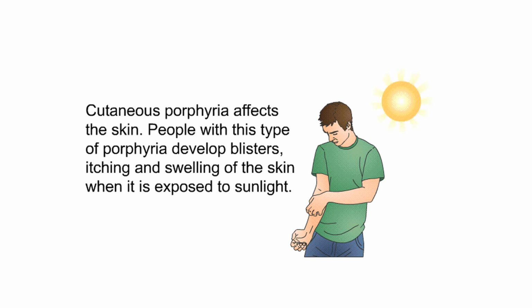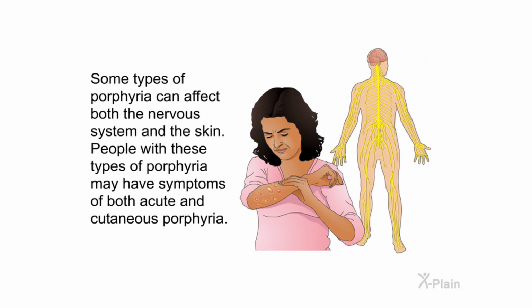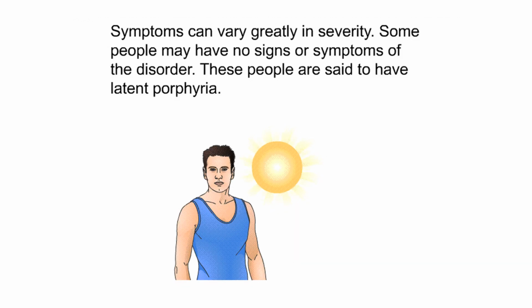Cutaneous porphyria affects the skin. People with this type of porphyria develop blisters, itching, and swelling of the skin when it is exposed to sunlight. Some types of porphyria can affect both the nervous system and the skin. People with these types of porphyria may have symptoms of both acute and cutaneous porphyria. Symptoms can vary greatly in severity. Some people may have no signs or symptoms of the disorder. These people are said to have latent porphyria.